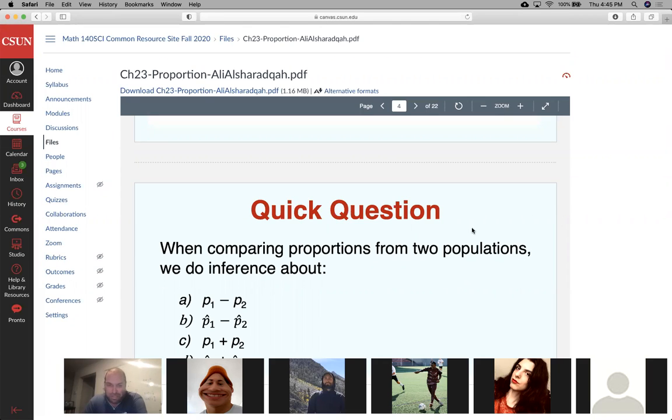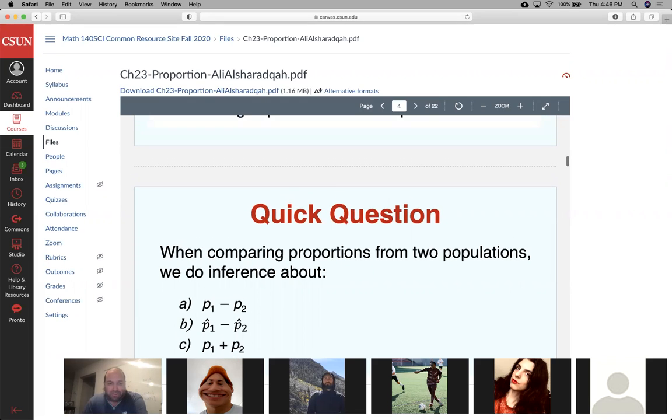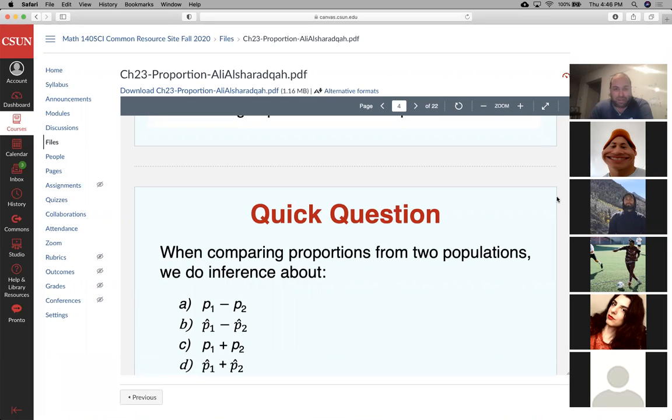Okay, so A, B, C, or D, when we compare proportions, do we do it about p1 minus p2, p1 hat minus p2 hat, p1 plus p2, or p1 hat plus p2 hat? I don't know what the hell Megamind is, but right now I'm looking for A, B, C, or D. 1, 2, 3, go. Nobody's going. Oh, there they are. Okay. Go, everyone. Come on.